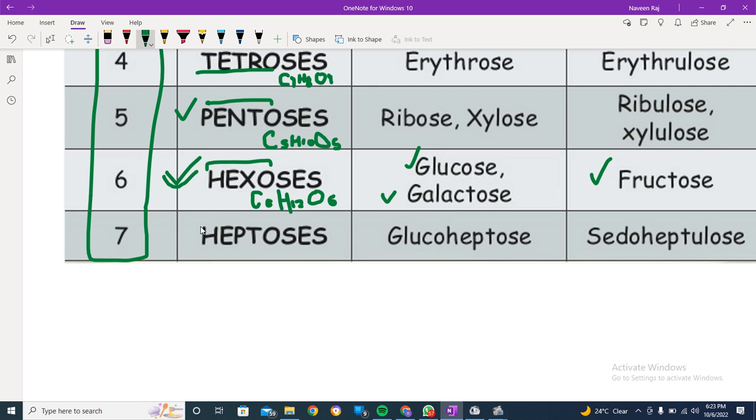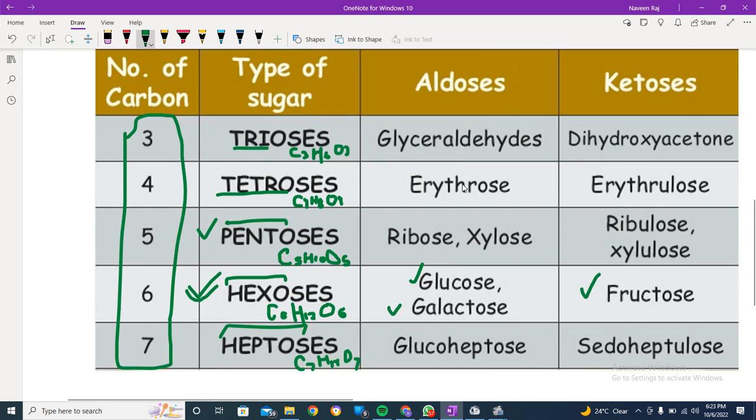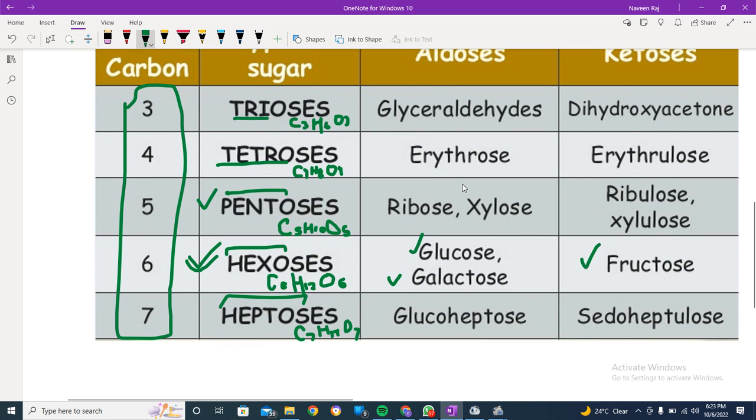We got heptoses, hepto 7, C7. This is the final group, C7H14O7. I do hope that you've got the classification by the number of carbon atoms, and let's get into what aldoses and ketoses are. I would make you understand aldoses and ketoses using the hexoses, because that would help you a lot in different ways.